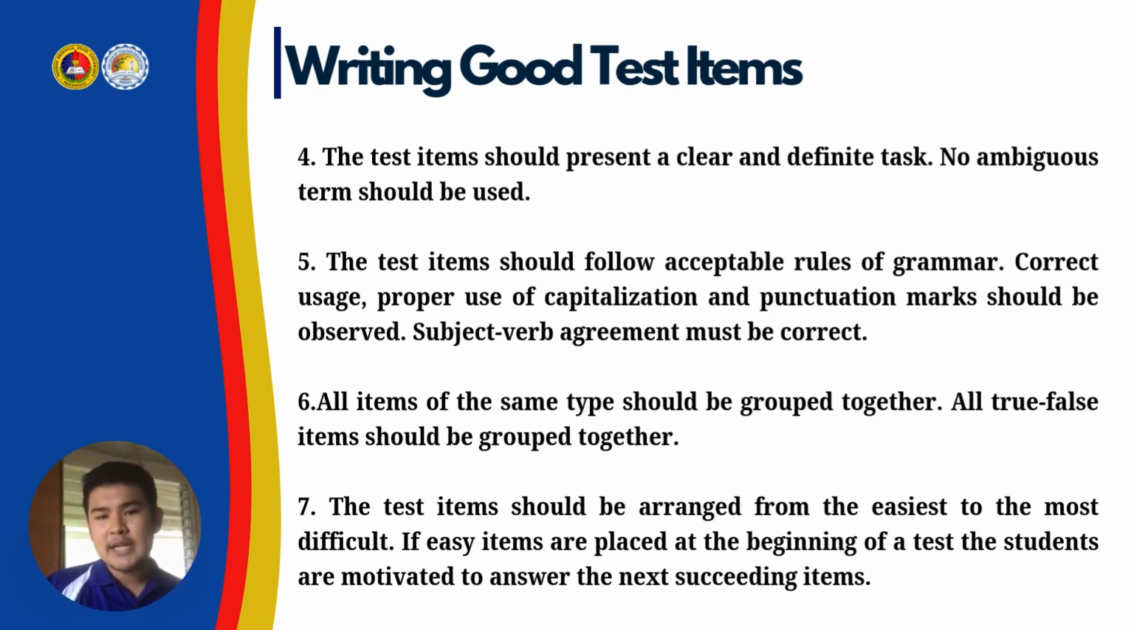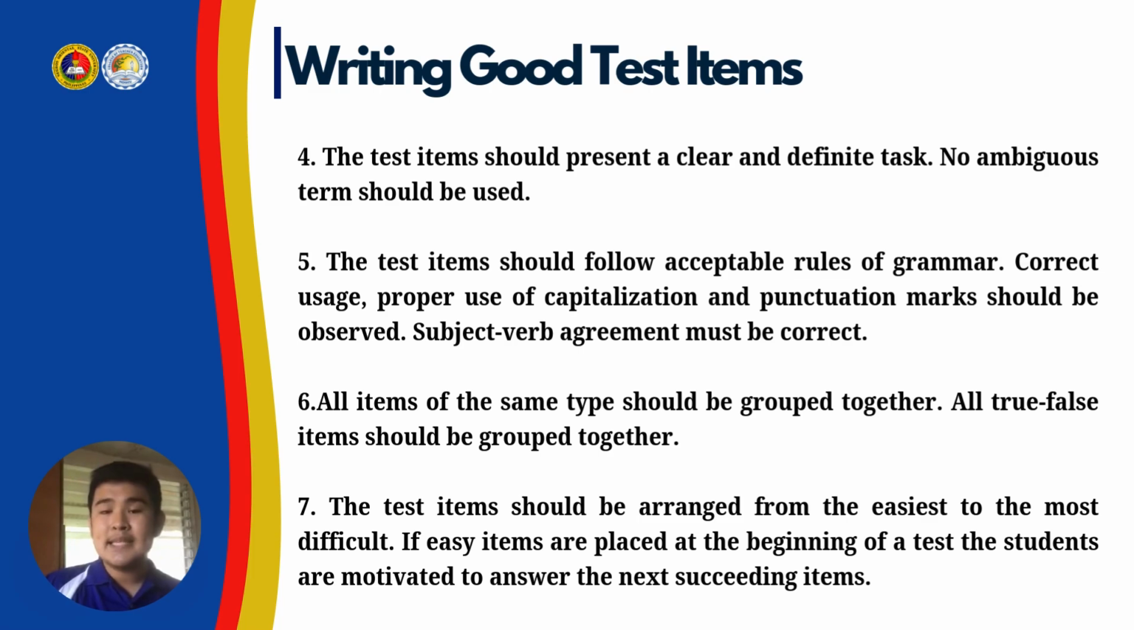The fifth rule tells us to follow rules of grammar. Proper grammar, punctuation, and capitalization are essential. If we don't follow these rules, our questions might confuse students or reflect poorly on us as professionals. For example, instead of "what is the main reason for global warming," we should write "What is the main reason for global warming?"